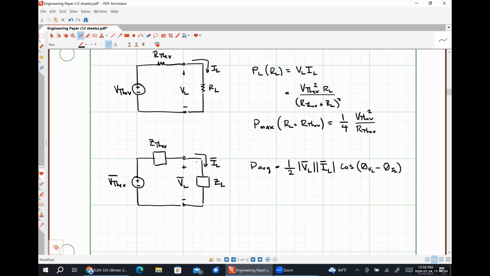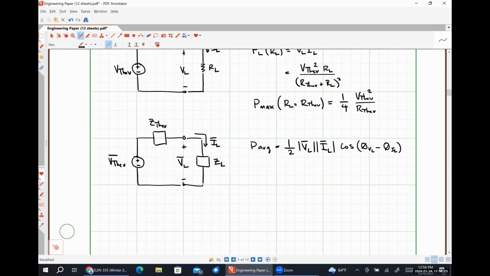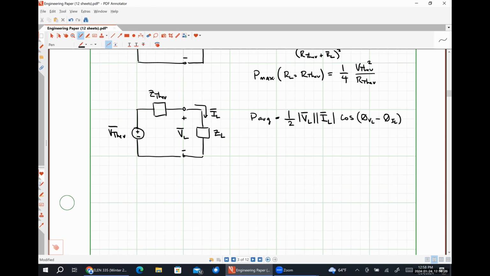All right, so by inspection here, we can see that the voltage drop across our arbitrary load impedance ZL is just our Thevenin voltage times impedance ZL divided by Z Thevenin plus ZL. So I got that using voltage division. Anybody have any problem with that?